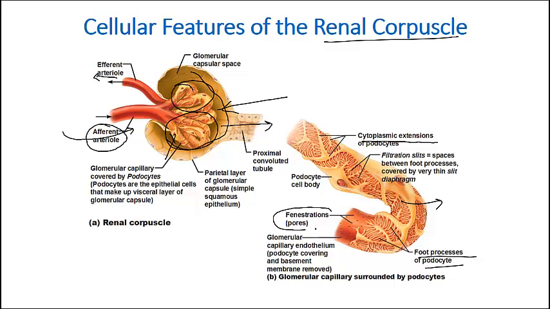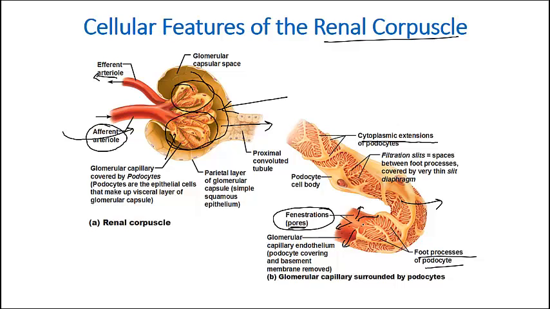So normally these have pores; fenestrations normally means pores. Through the pores all those water and contents will come out, but as the podocytes are covering the complete capillary structure and form these filtration slits, not all the molecules are able to pass through this region.